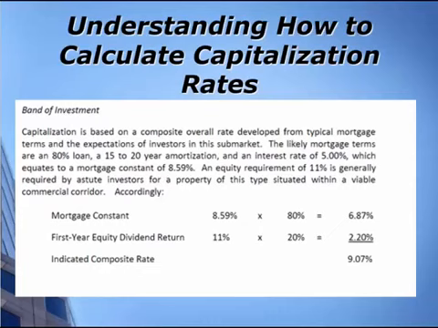That's now an equity requirement of 11% generally required by astute investors for a property of this type situated within a viable commercial corridor. Okay, what does that mean? That means that for you to raise private money, they believe that astute investors will put money into your deal if you are going to give them an 11% return. So that's another question I get all the time. Hey, how much money should I offer my investors? I don't know. What will an astute investor want in this particular marketplace? You should know.